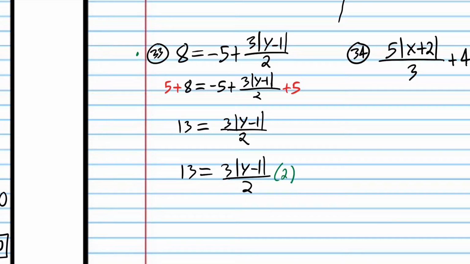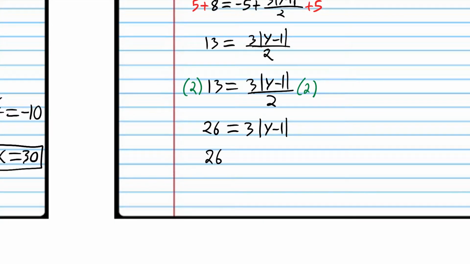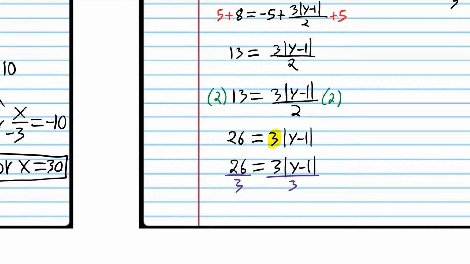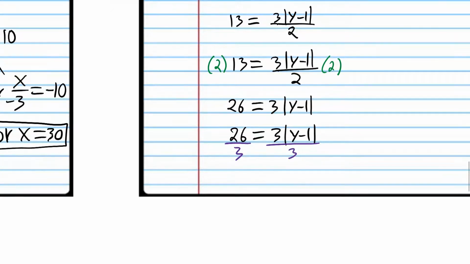So now we're going to multiply both sides by 2. And we get 26 is equal to, it cancels out the 2, we have 3 times the absolute value of y minus 1. And then again, just to show exactly what's going on here, we're going to rewrite. And we're going to get rid of that 3 by dividing both sides by 3. Again, when you have a number right next to an absolute value, that means you're multiplying the number, so we have to do the opposite of multiplication to get rid of that 3. So then we end up with 26 over 3 is equal to the absolute value of y minus 1.